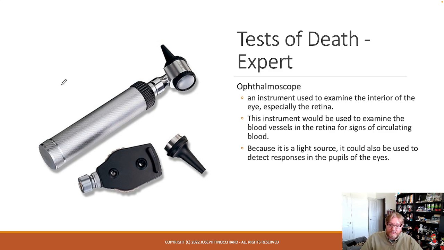You have an ophthalmoscope, an eye instrument used to examine the interior of the eye, especially the retina. This instrument would be used to examine the blood vessels in the retina for signs of circulating blood. Because it is a light source, it could also be used to detect responses of the pupils of the eyes. There is no real reason for you as a funeral home to have one of these. That's just not something we would need.